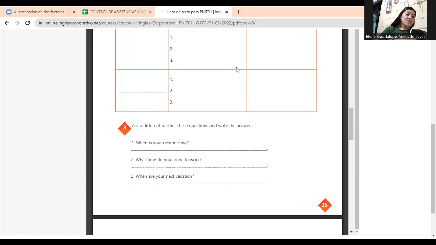Joami's next meeting in Sunday. Joami is arrived to work at 6 a.m. Joami's next vacation in December. Very good. Thank you. Nice. Room number 5, Diego and Wendy, please.